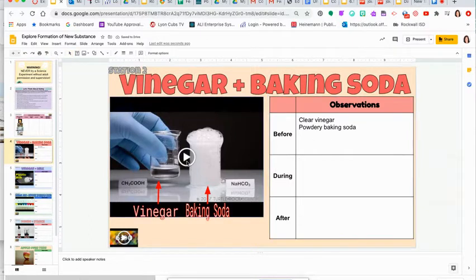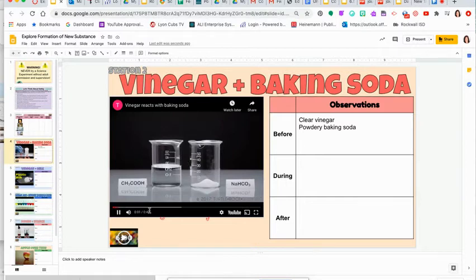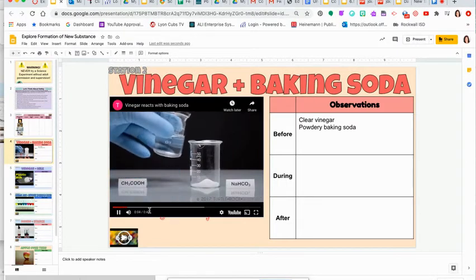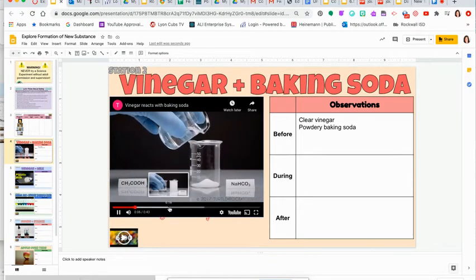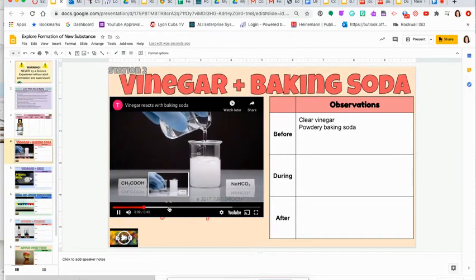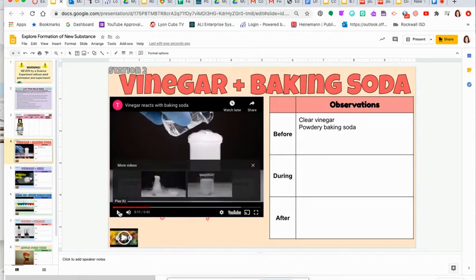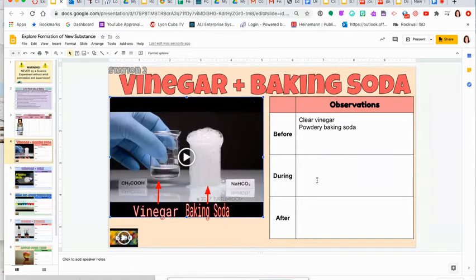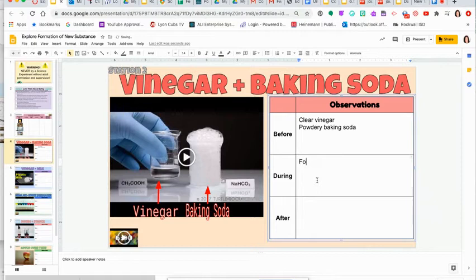And then when they are added together, as I watch the video, so I see this is going to be the during part for my observations. So I see that they're combined. So I'm going to stop it right there. And so I saw that there was instantly foaming and bubbling occurring. It's rising out of the beaker. And just a lot of bubbles.